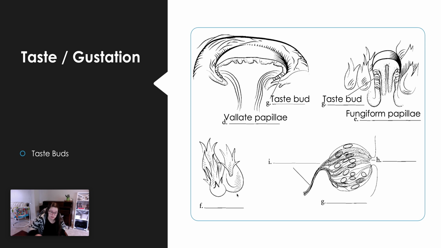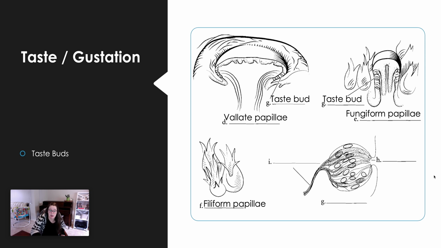Finally, you have these filiform papillae. These are just texture projections. With your filiform, this is kind of like your touch receptors for your tongue. Touch, temperature. Okay. So filiforms have nothing to do with taste. They just have to do with touch. It's the circumvallate and fungiform that have to do with taste.